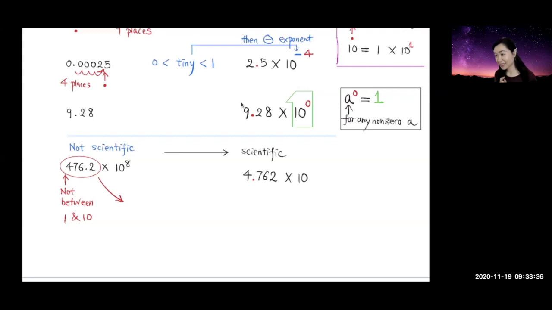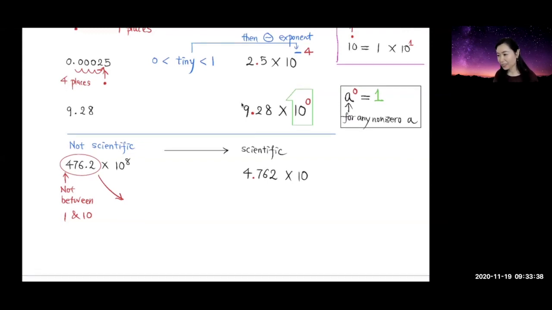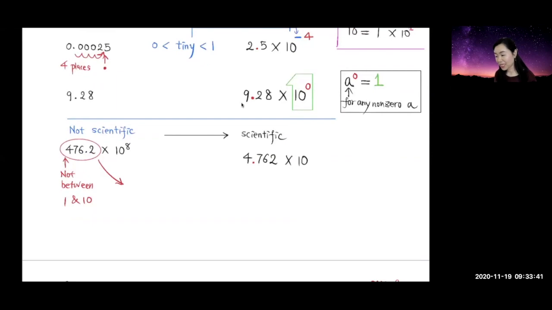Okay, let's find out. Some people can do it in one step, but let's start step by step. Let's break it down. First, you can think about this: in order to write it as 4.762, if you have the decimal point here, you need to move 2 places, right? So that number over here is 4.762 times 10 to the second power.